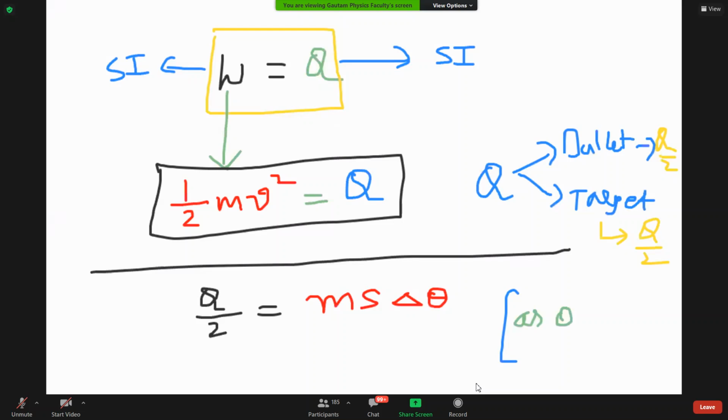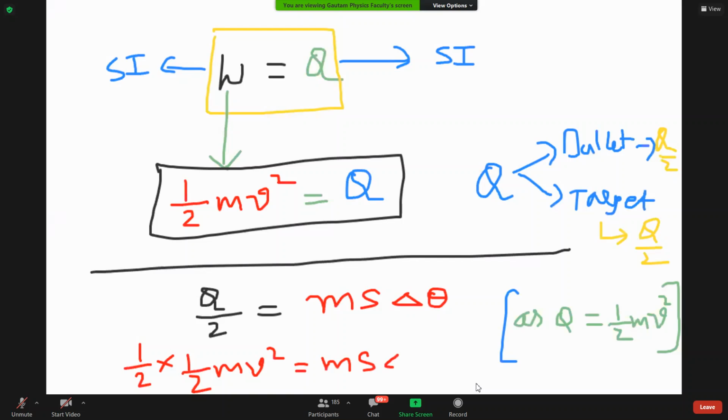Q is also equal to half mv square. So half of half mv square is equal to ms delta theta. So m gets cancelled. Delta theta is equal to v square by 4s.